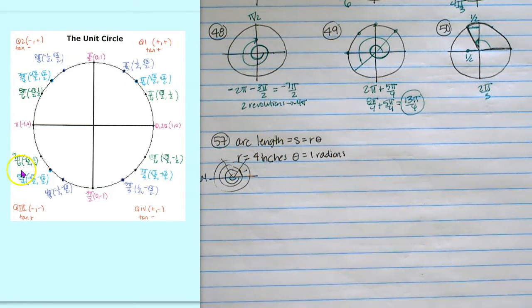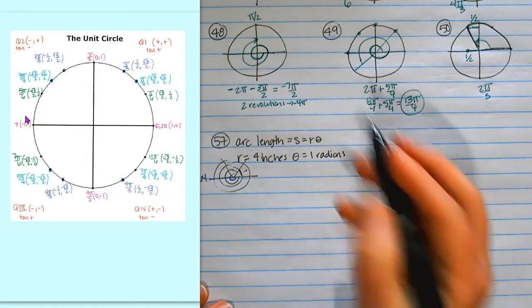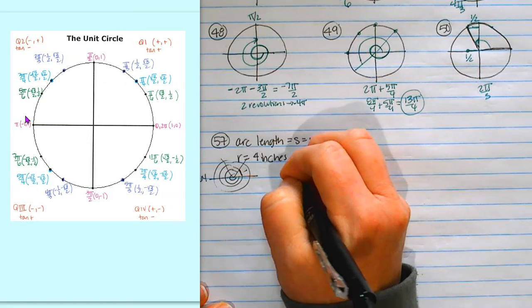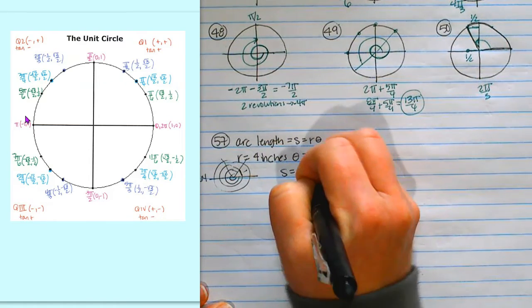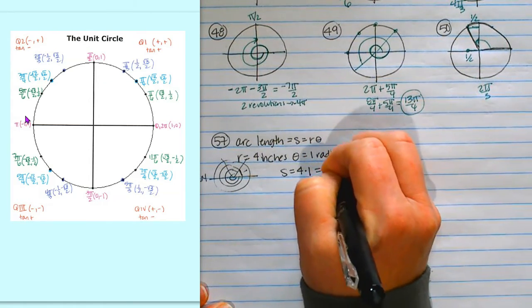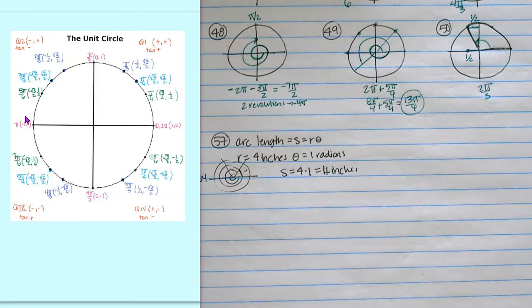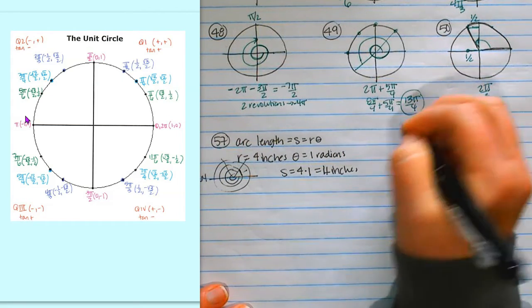Normally on the unit circle, we think about it as split up, so pi divided. But this is actually the same thing as 0 to 3.14. That means that 1 is somewhere here, and then 2 would be somewhere over here, and this is 3.14 exactly. So 3 is a little bit less than here. Anyway, all I have to do for 57 is say 4 times 1 equals 4 inches. For 58, they asked us to round.